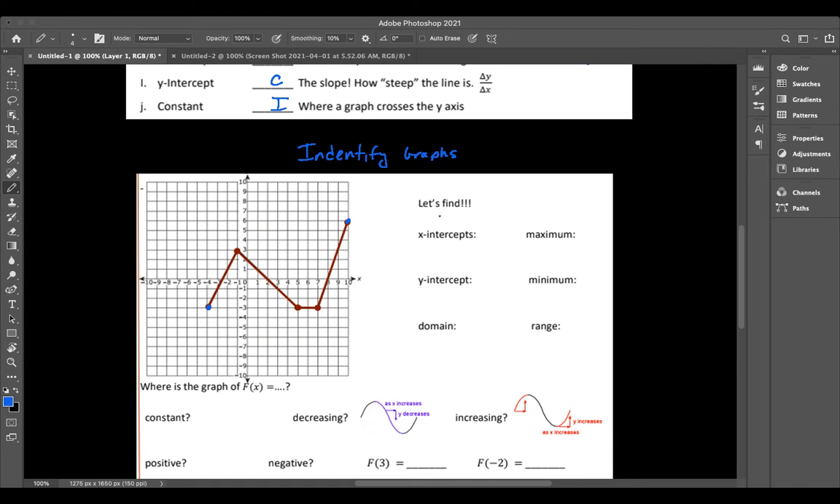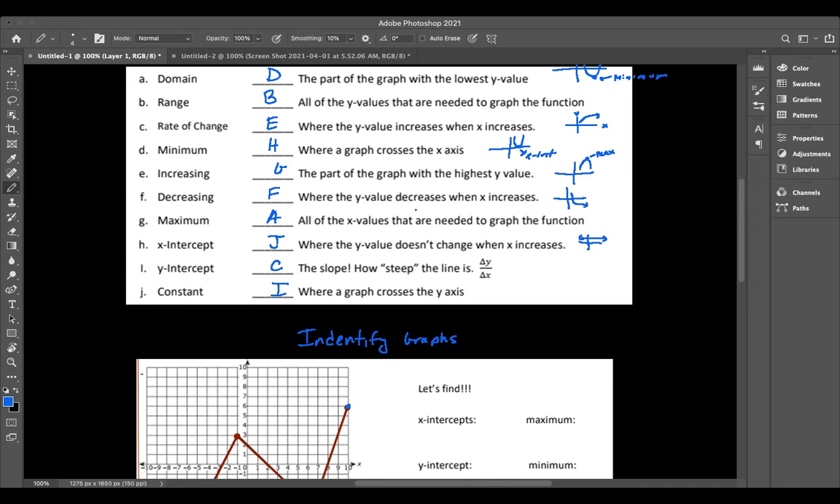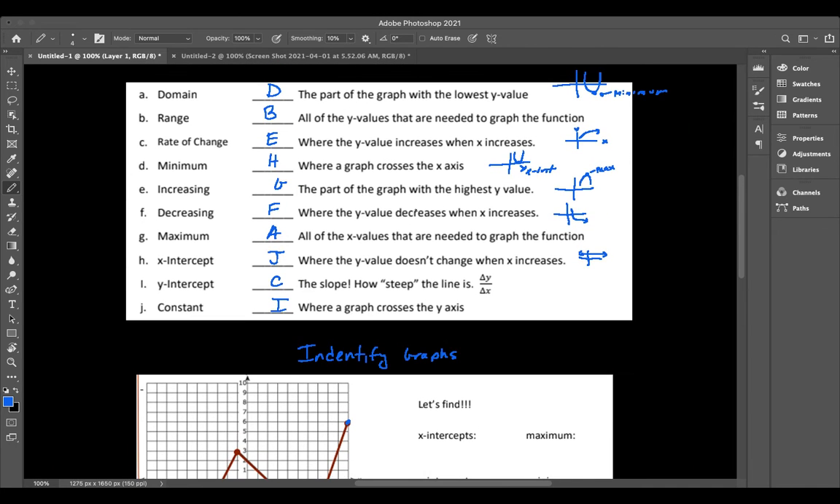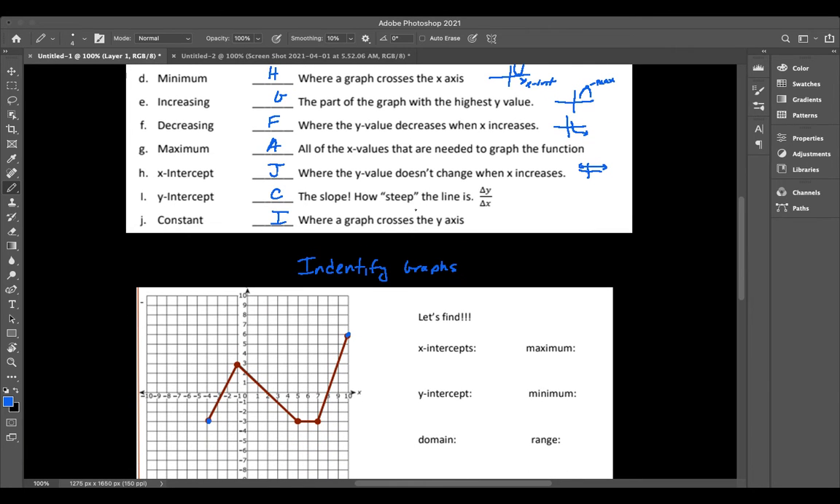So first thing to ask, let's find what is the x-intercept. So what do we know about the x-intercepts? Let's go up to the top. X-intercepts basically means, that's H, that means where it crosses the x-axis. So every point where it crosses the x-axis is going to be a x-intercept.